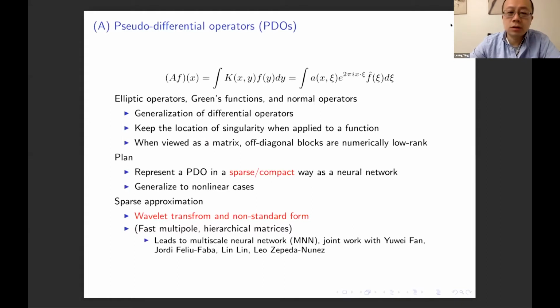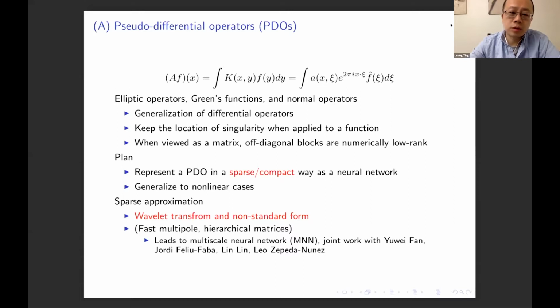by definition, you can view it in two ways. You can either view it in the kernel form, so it's the integral of a kernel k(x,y) multiplied by f, integrated over the y domain, where the kernel k has to satisfy certain conditions. Or you can view it in the Fourier domain, as almost like a Fourier transform, but with a certain multiplier, denoted by a(x,ξ) here. As I said in the earlier slide, it plays an important role in elliptic problems, Green's functions.